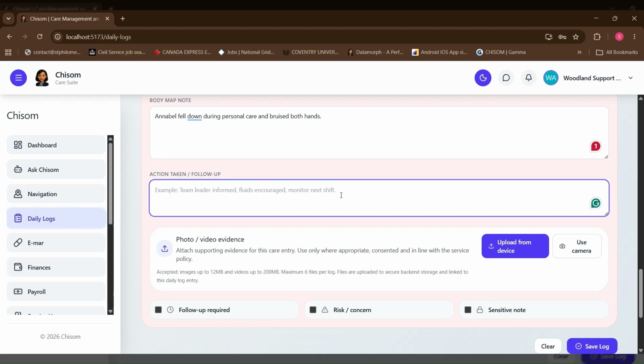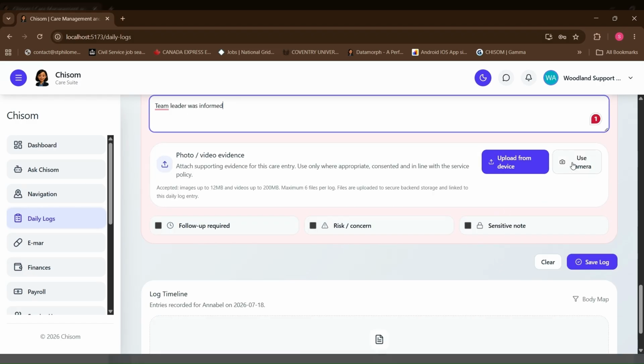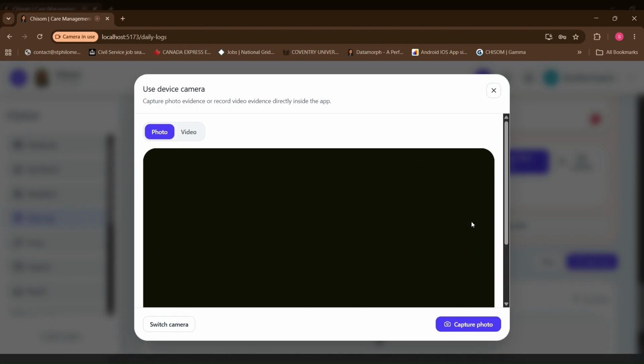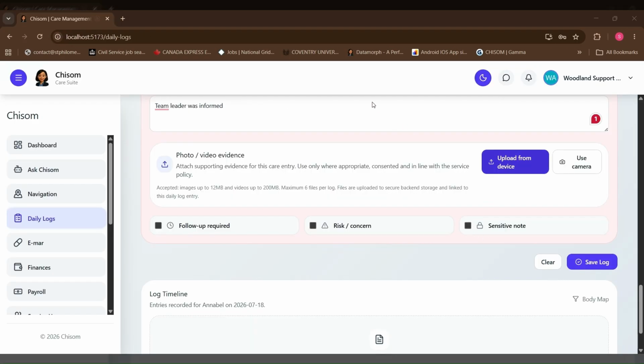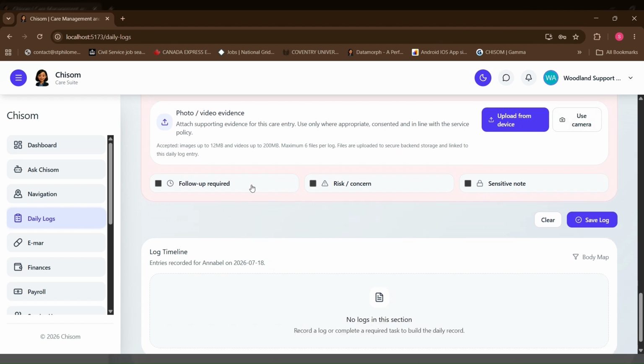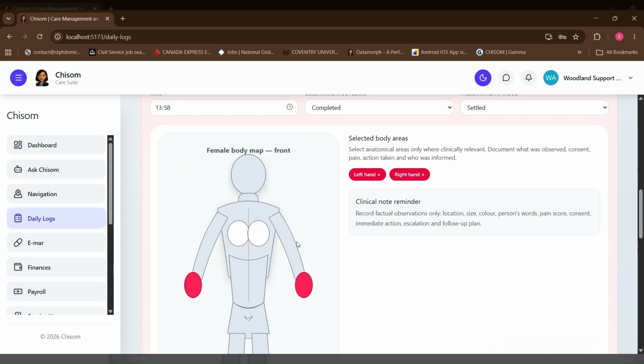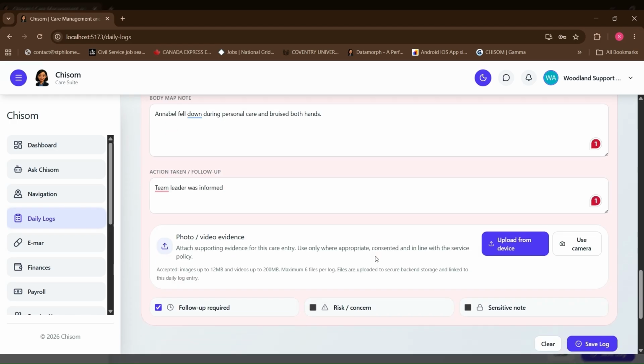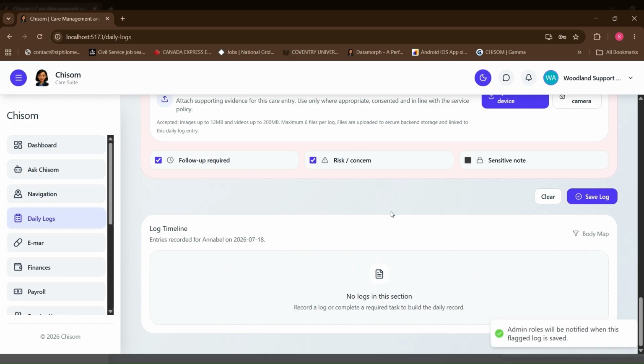So then action taken, I can say team leader was informed, and then I can put an evidence, I can actually create an evidence. Let's say there's an evidence, maybe I can snap the bruise and put it there. So you can either use camera, you can also upload from device. So anyone that is okay. But from now I won't be using this though. So let's say follow up, because she has a bruise on both hands.